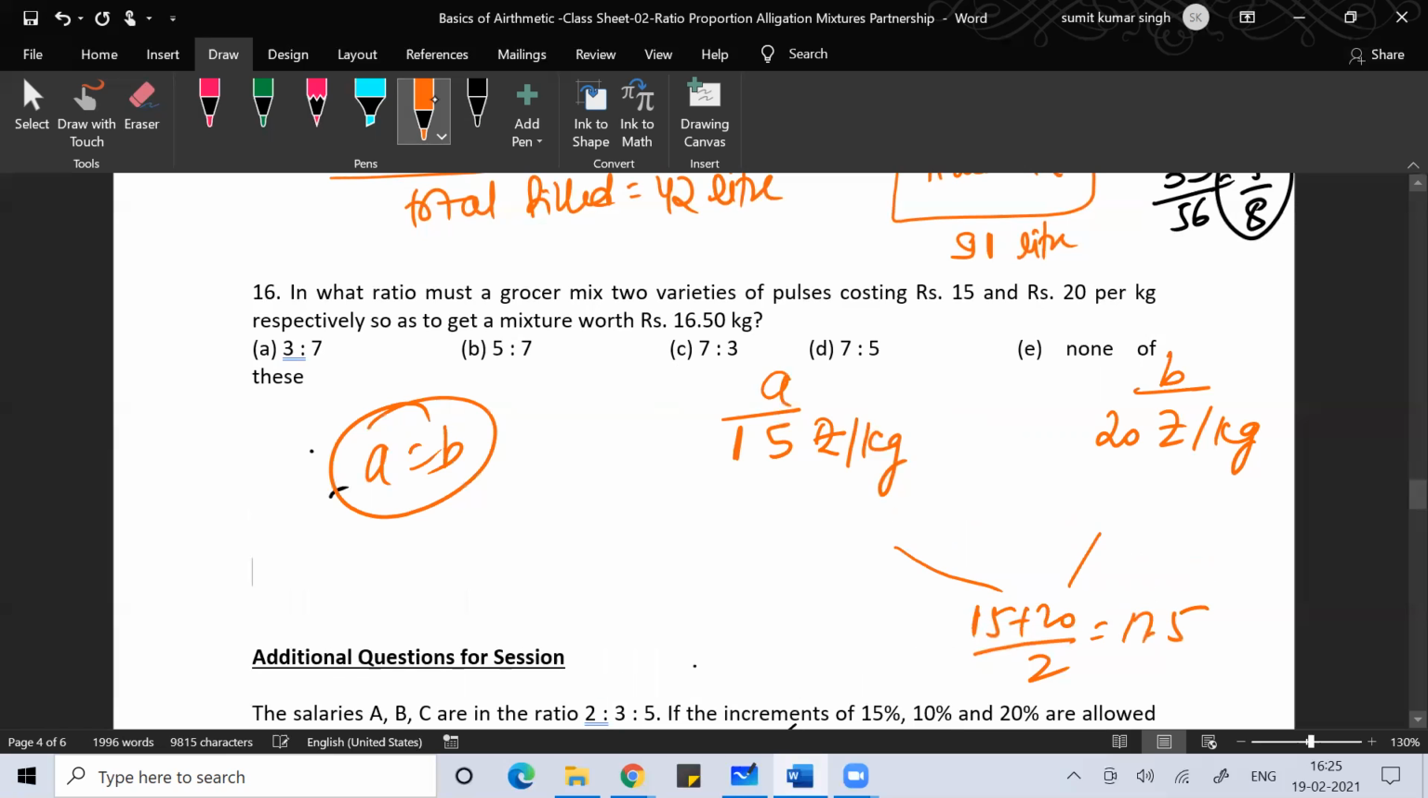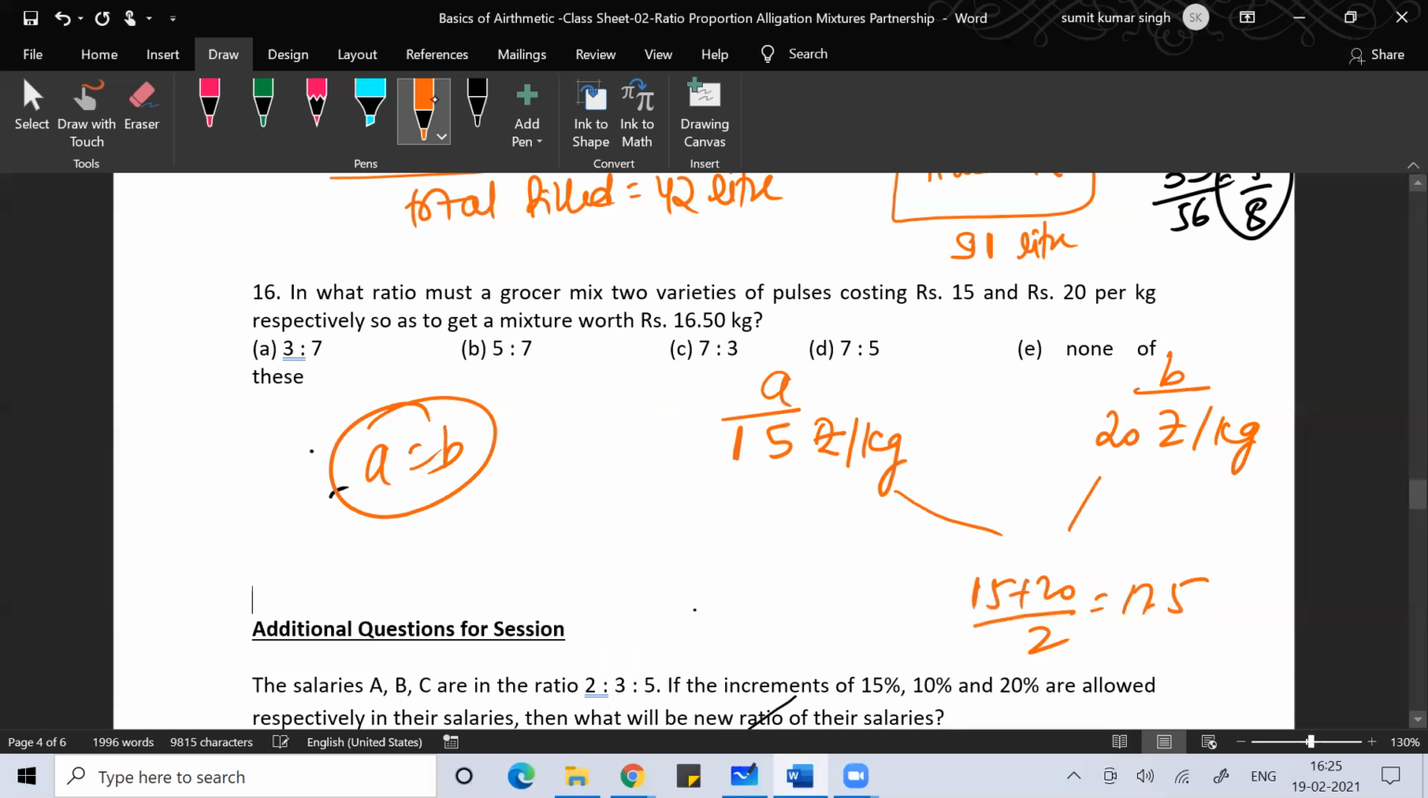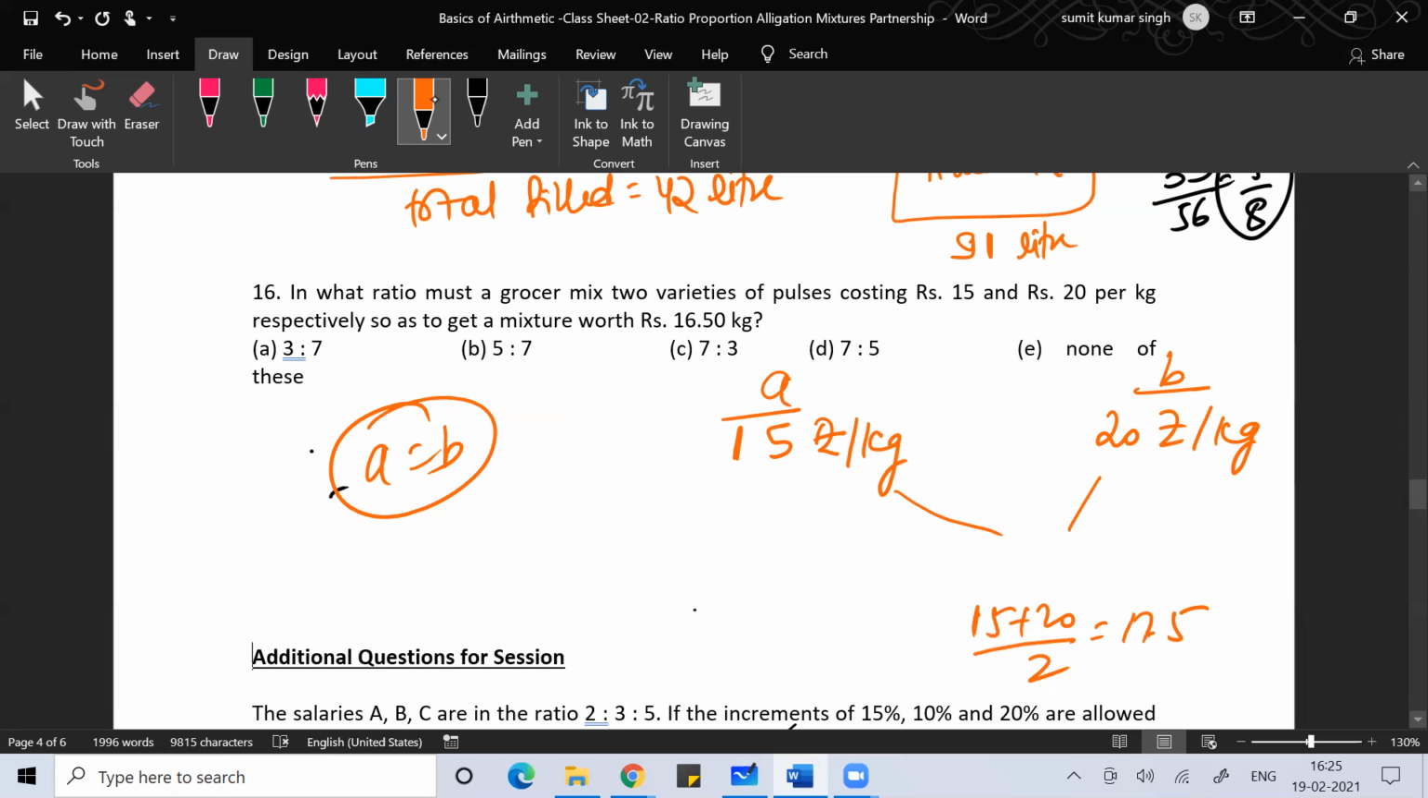Okay, I hope you're understanding. Now, imagine if A and B are not the same here.